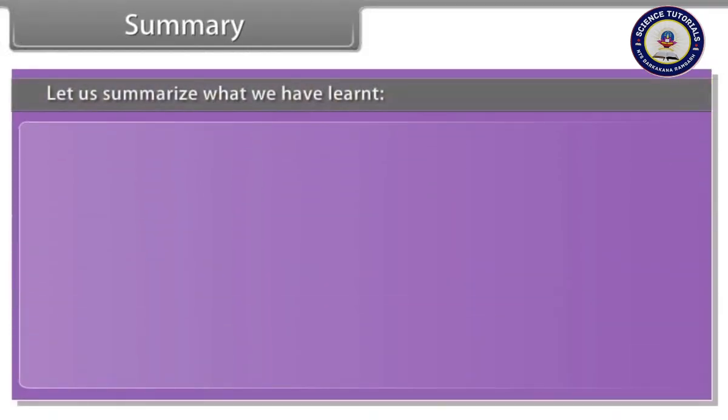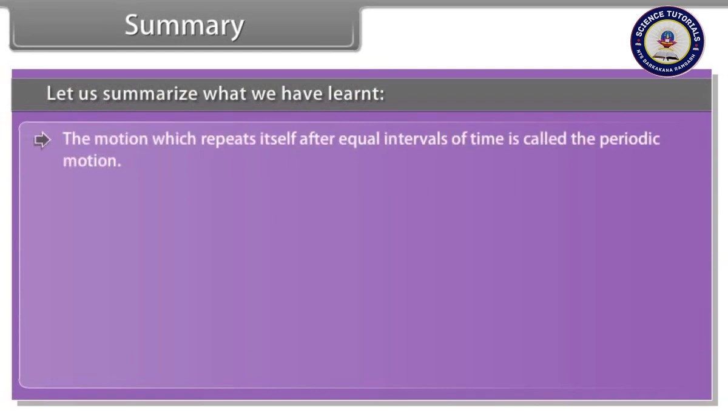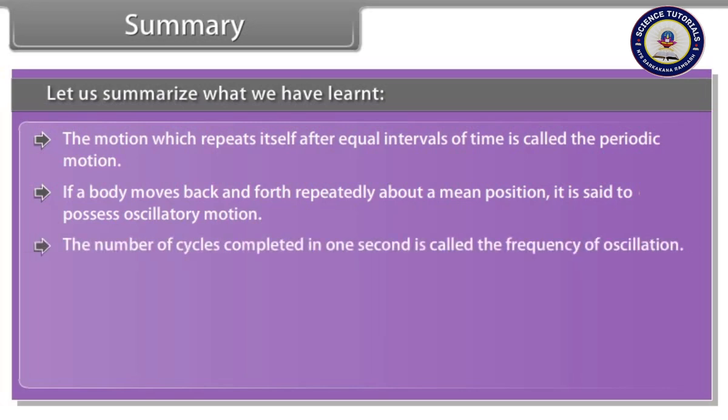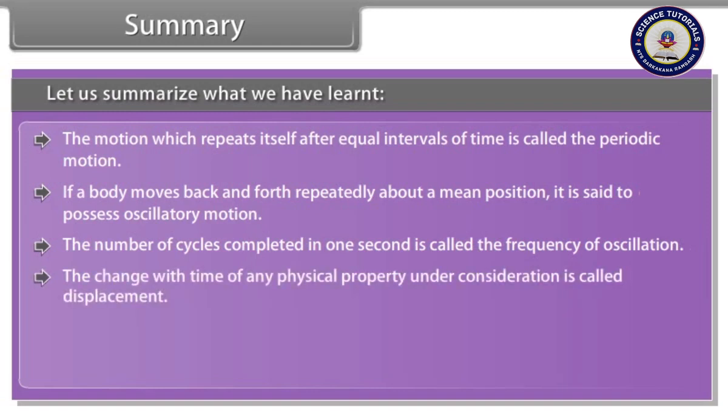Summary. Let us summarize what we have learned. The motion which repeats itself after equal intervals of time is called periodic motion. If a body moves back and forth repeatedly about a mean position, it is said to possess oscillatory motion. The number of cycles completed in 1 second is called the frequency of oscillation. The change with time of any physical property under consideration is called displacement.